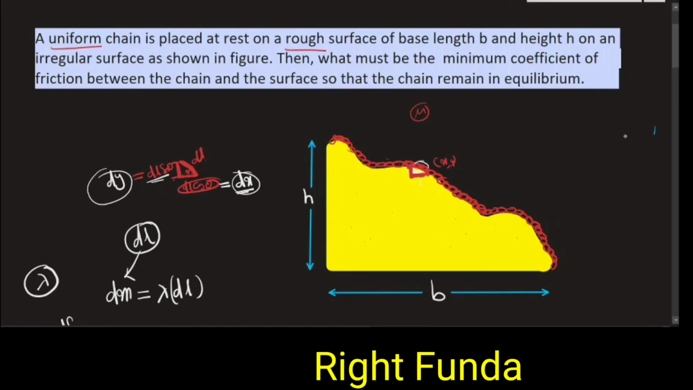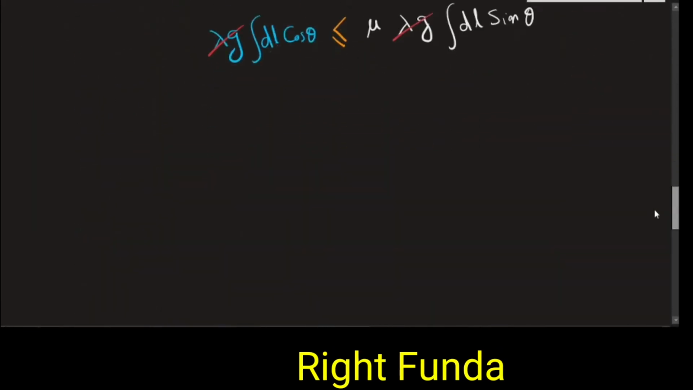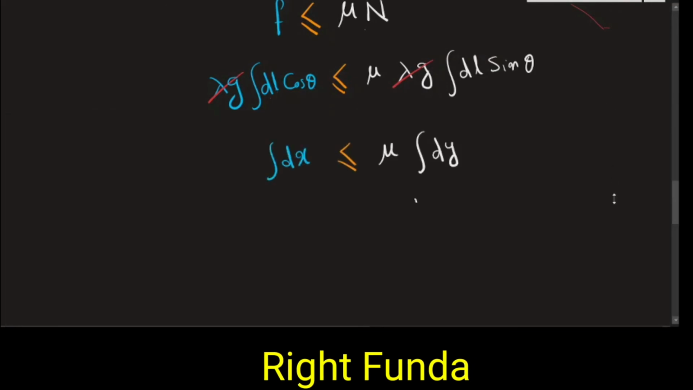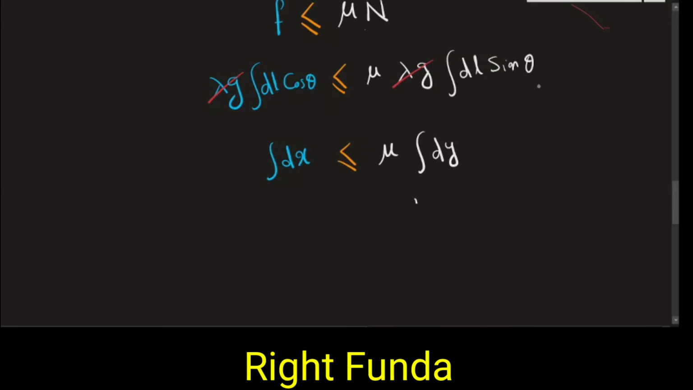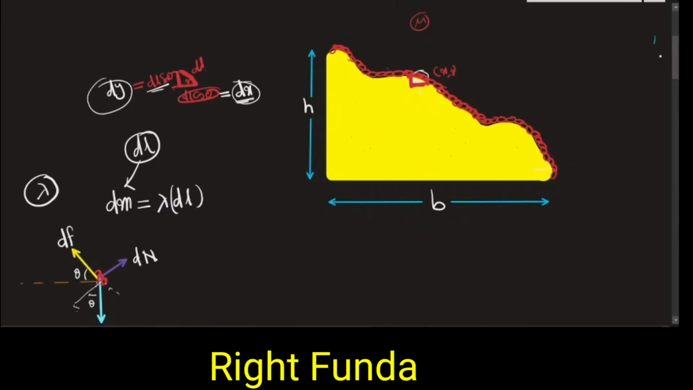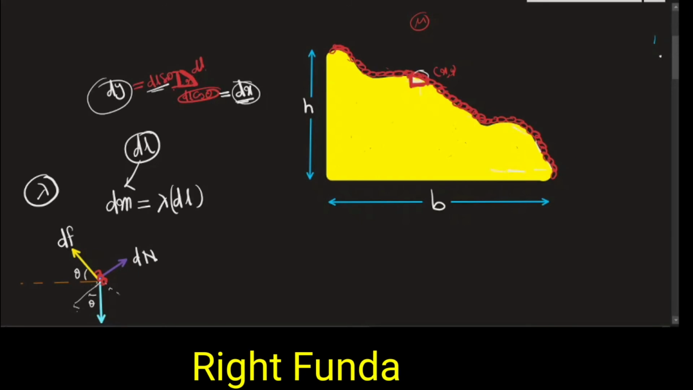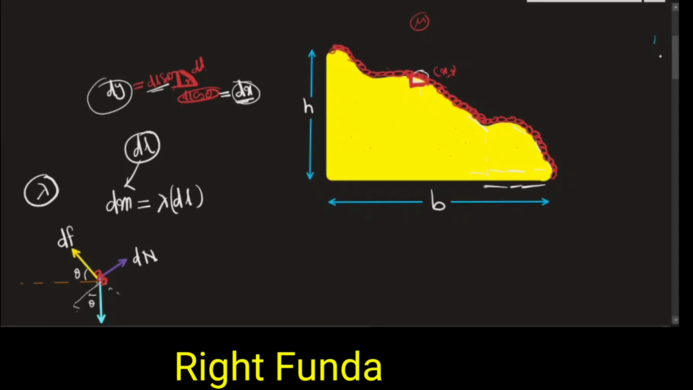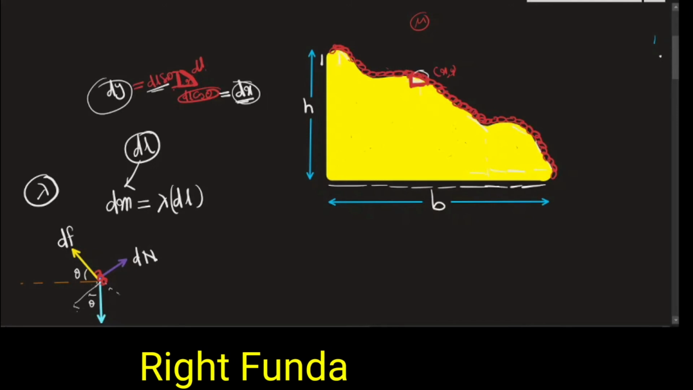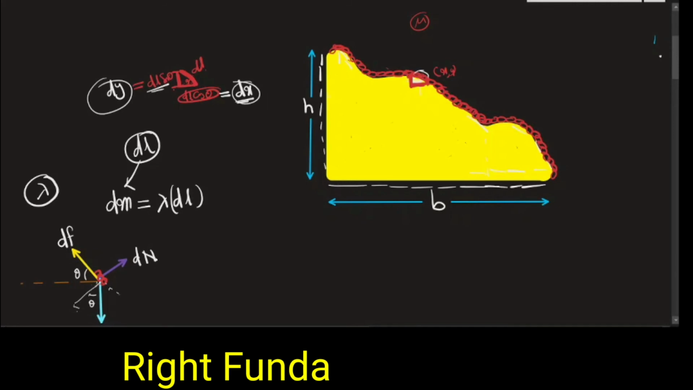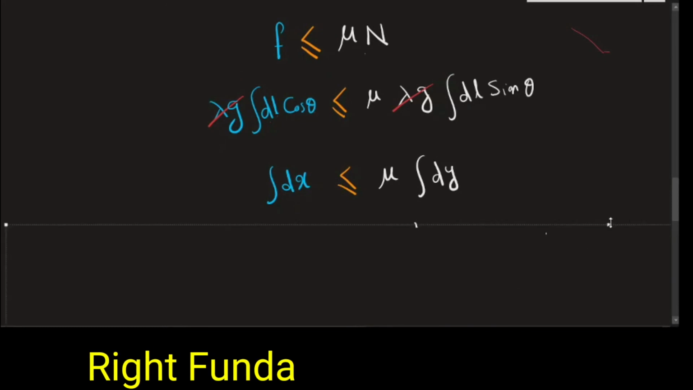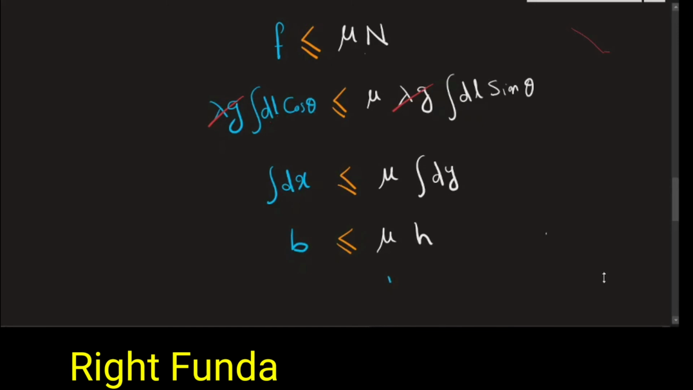So if I go back, wherever dl cos theta and dl sin theta are there, I don't know the functional dependence, but in place of dl cos theta, I can write dx, and in place of dl sin theta, I can write dy. And what is the integration of dx? Each small element has its corresponding dx, so if I add all these dx, I'll get b. Similarly, every element has some dy, and all together I'll get h. So if I integrate dx, I'll get the base length b, and from dy, the height h.